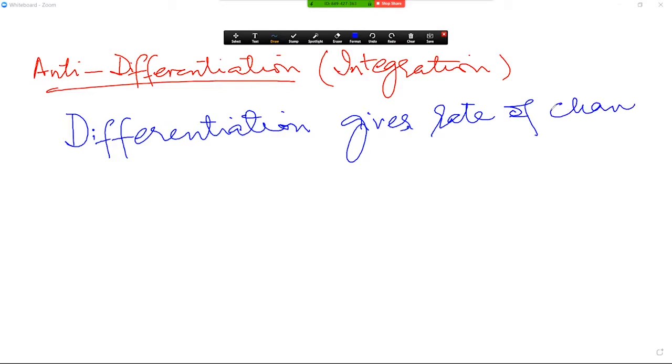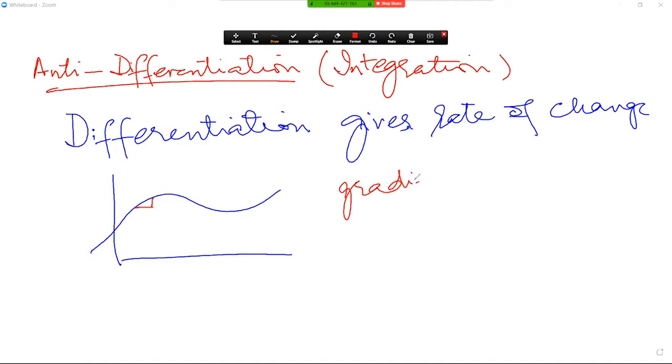Let's look at what integration is. If you remember, in differentiation you were looking at a small change in y and you were looking at the gradient. So the gradient was the small change, delta y over delta x. Remember that?